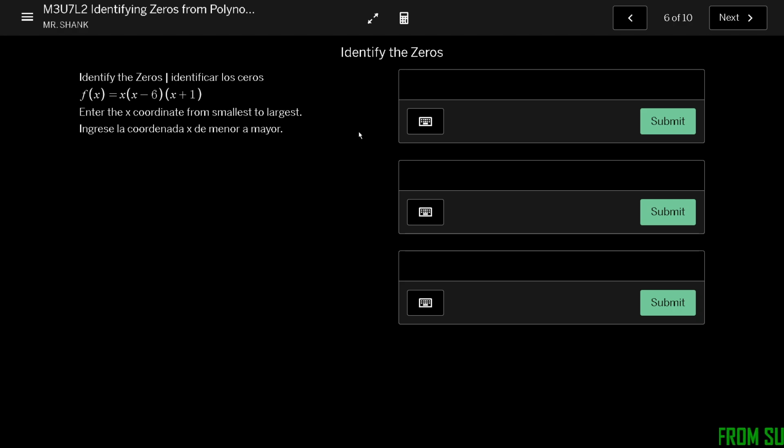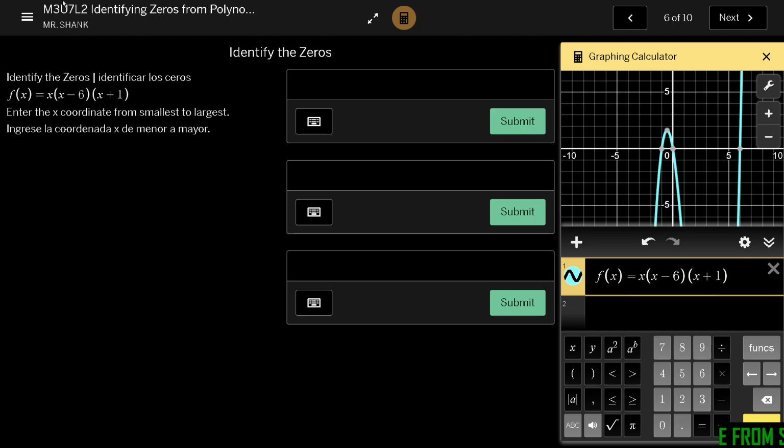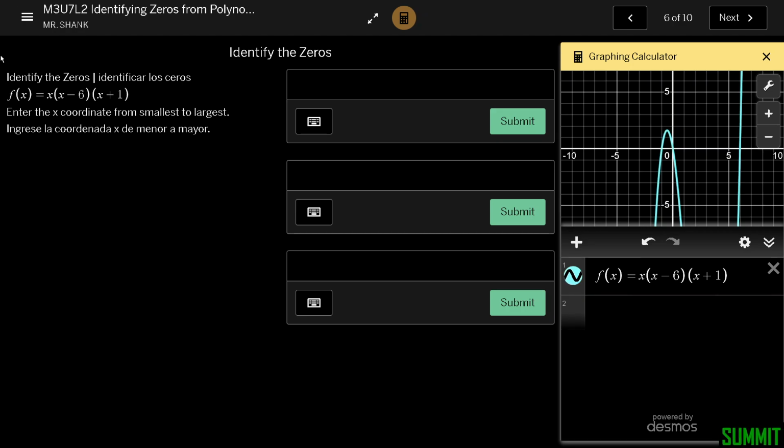All right. So let's think. Again, I can graph it out, which I always will. I'm going to highlight it here and copy and paste. I'll go to the graph here in a second. But let's look at our equation here.